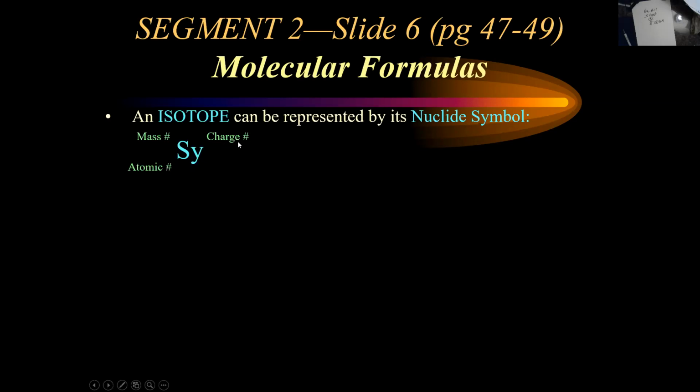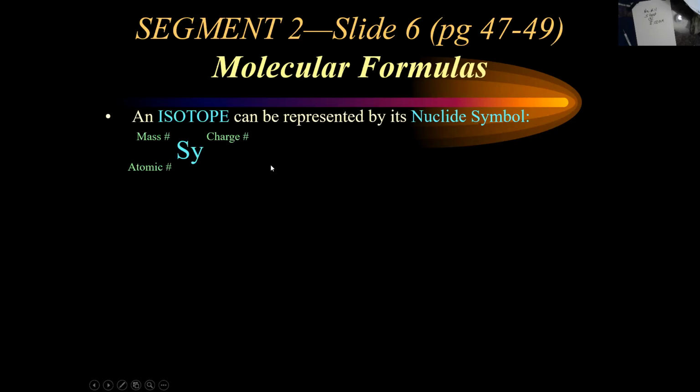So again, this charge number can be missing. If it's missing, it means the electrons and protons are equal. If it's there and negative, it means you've got more electrons than protons. And if it's positive, you've got more protons than electrons. So this is a shorthand way of designating a symbol for an individual isotope of some element.